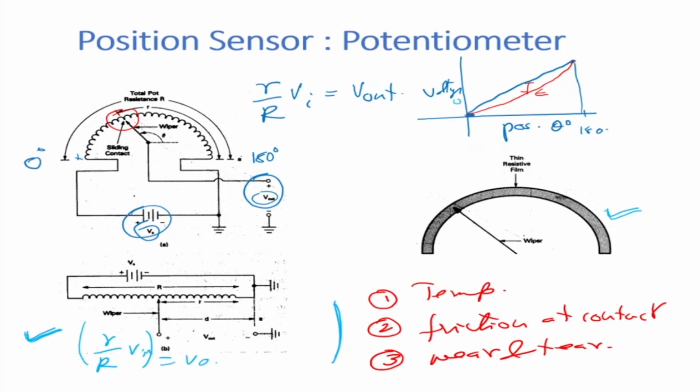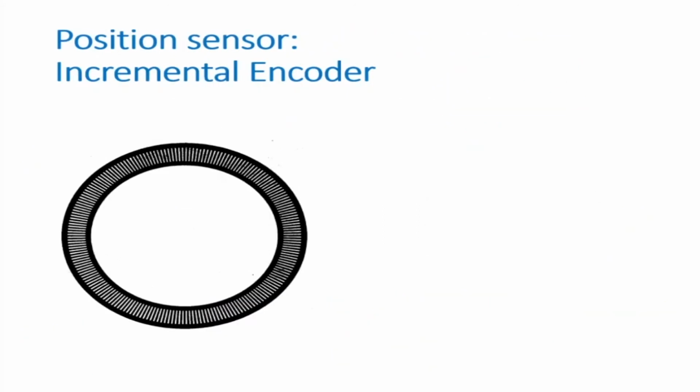But in industrial robotics, we don't use this. What is used for measuring position in industrial robots, or for any industrial position measuring application, is an incremental encoder. This incremental encoder, as shown here, has a very simple construction. It is made mainly of plastic. It's a very small strip of plastic, and how it works is very interesting.